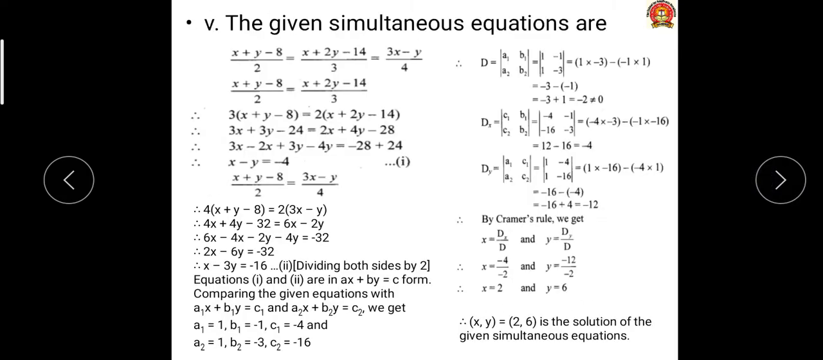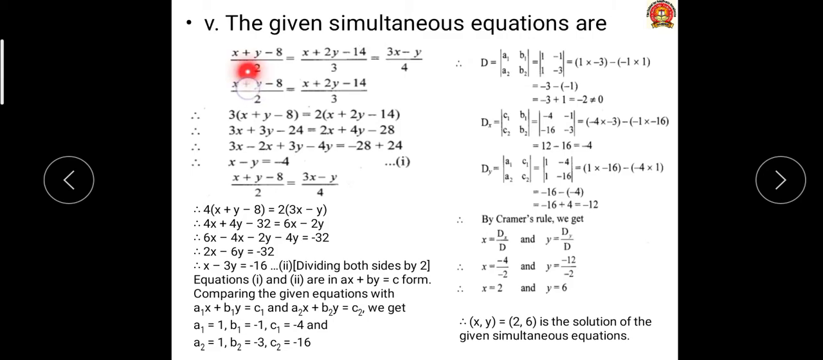Now students, in the fifth question, the given simultaneous equations are a little bit hard. So if questions like this are asked, then how to solve them? Firstly, you have to solve the given simultaneous equations and write them in the general form, that is ax plus by is equal to c, or ax plus by plus c is equal to 0.